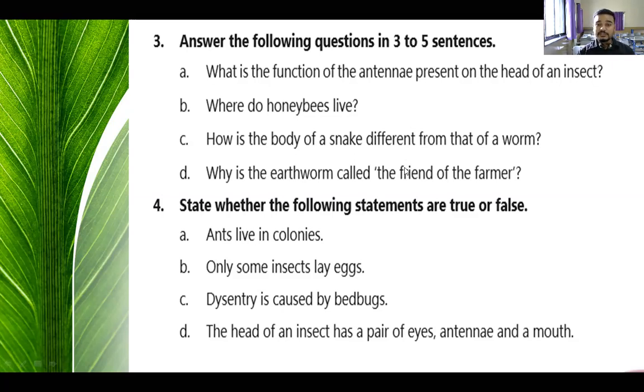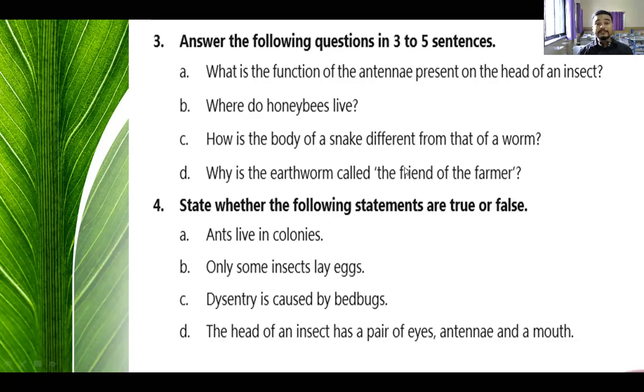How is the body of a snake different from that of a worm? A worm's body is slim and wet. A snake's body is not wet. It is slim, but it is made of scales. Very good. Why is the earthworm called the friend of the farmer? Because the earthworm eats plants and dead animals, and it helps in decomposition. When it decomposes, it increases the fertility of the soil, and that is why it is called the friend of the farmer.